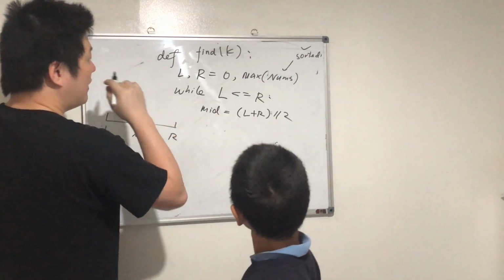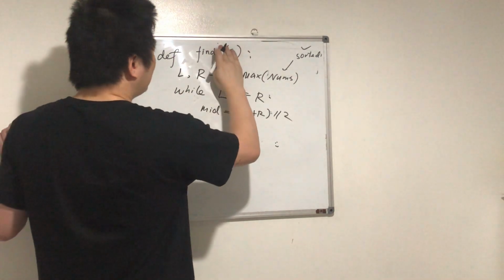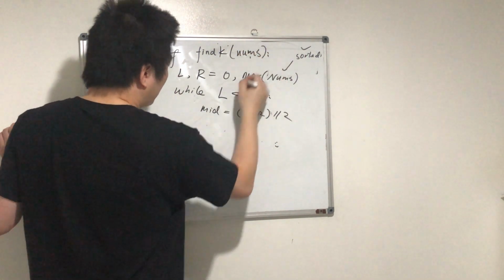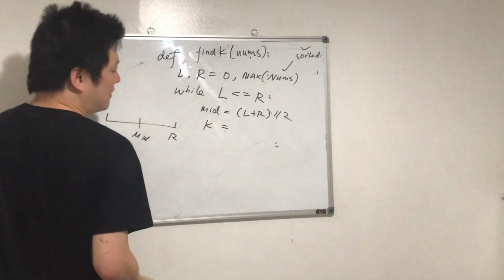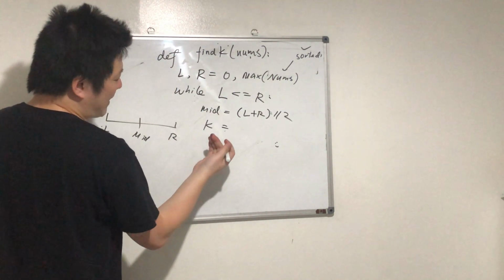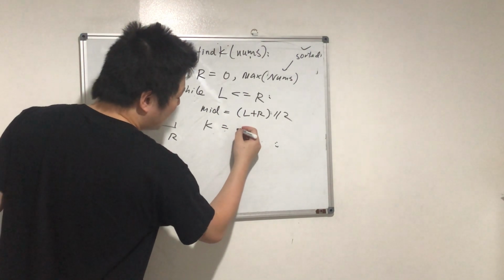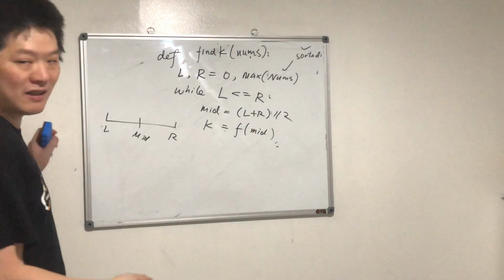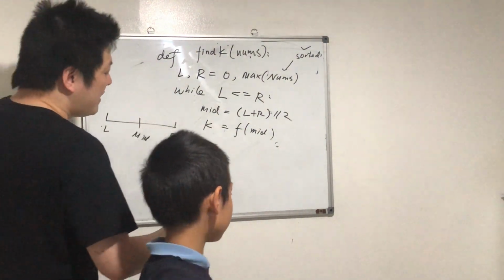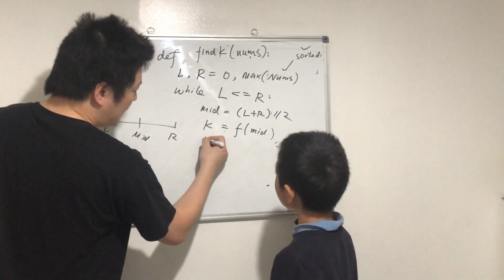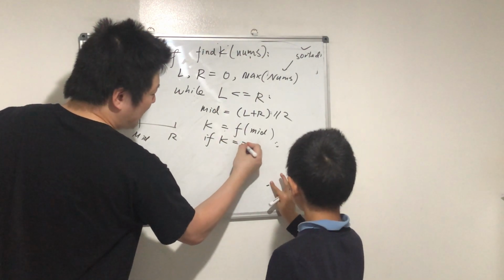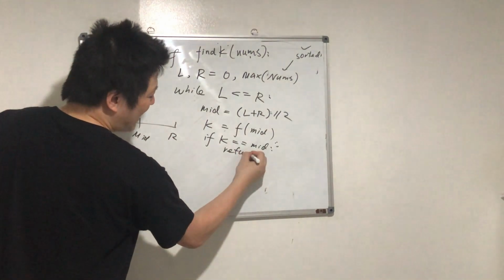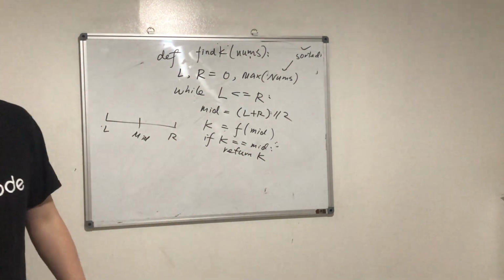Alright. Current k, actually I don't need that. This is nums, right? Okay. K equals, actually this meter is k, yeah? K equals f of mid. If k equals middle, we found it, right? We found the answer. Return k, right? This is the number we're looking for.